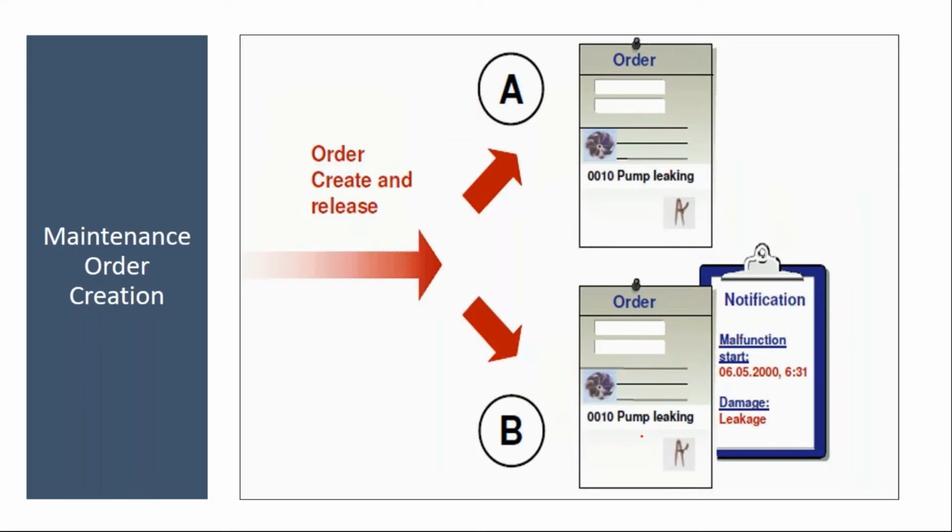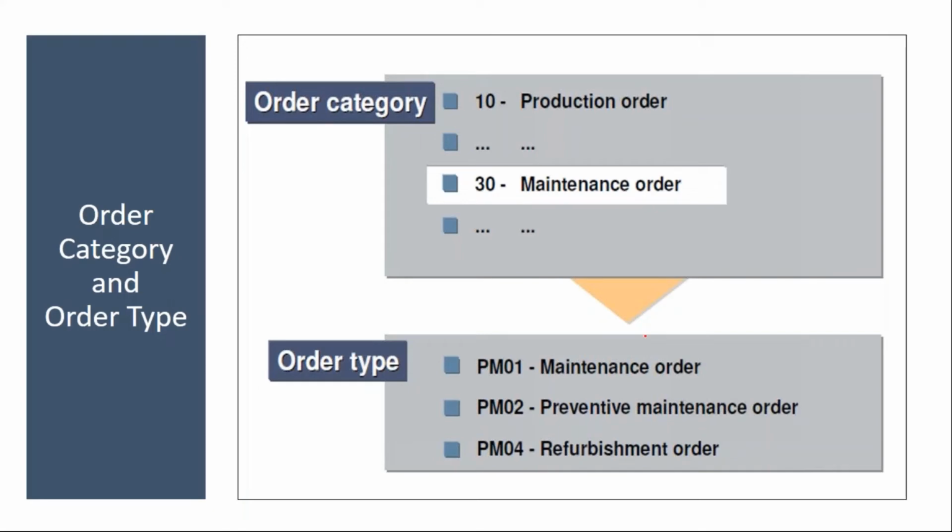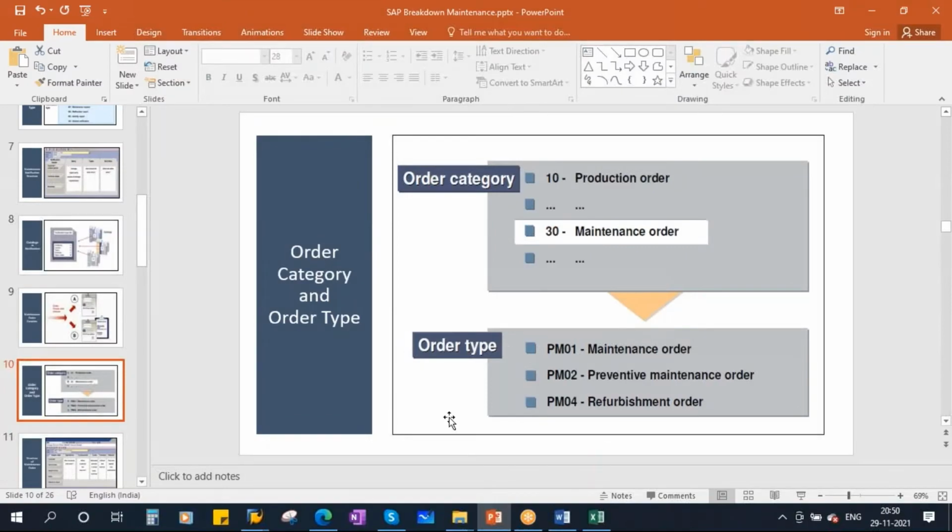This we also discussed. All the orders used in the plant maintenance module belong to category 30. This is standard SAP, you cannot change it. Now the order type. Today we will be using a different order type. The order type tells you what type of order you are creating, whether for regular maintenance, breakdown maintenance, or preventive maintenance. Today we will use the breakdown maintenance order type. So now let's create the order.